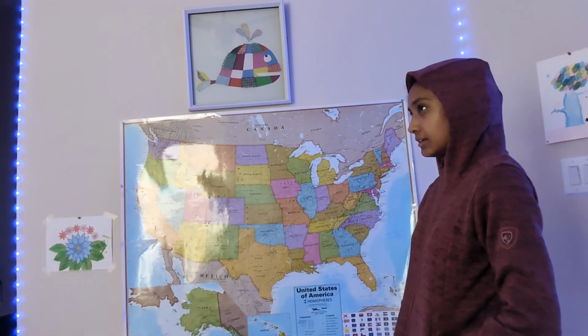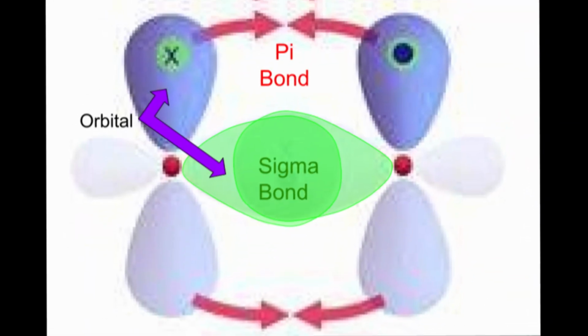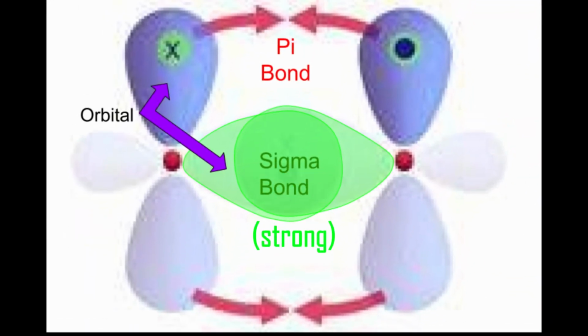Wait, did you just say sigma? Sigma and pi bonds are two different types of covalent bonds that can form between atoms. Sigma bonds are strong covalent bonds that form when 2 atoms' electron orbitals overlap directly, forming a bond. Pi bonds are weaker covalent bonds that form when 2 atoms' orbitals overlap sideways.